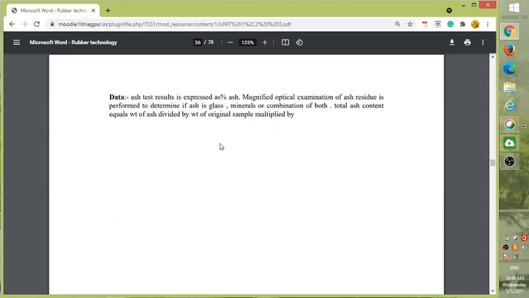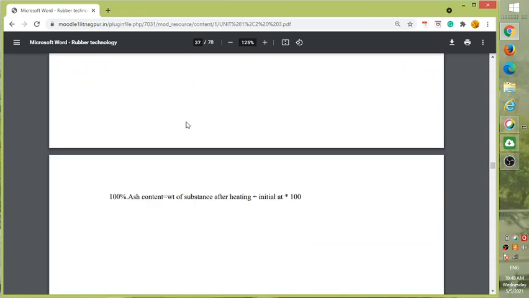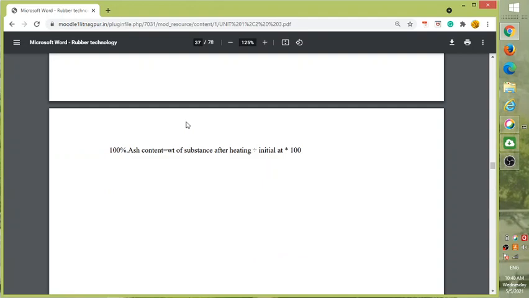So now data. Ash test result is expressed as percentage ash. Magnified optical examination of ash residue is performed to determine if ash is glass, minerals, or a combination of both. Total ash content equals weight of ash divided by weight of organic sample multiplied by 100. So percentage ash content is weight of substance after heating upon initial weight into 100.